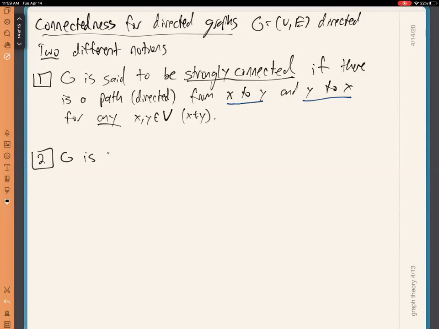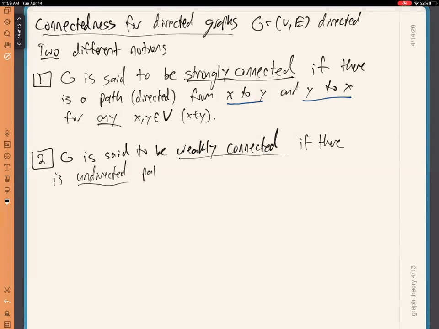What is the weaker form? Well, the graph is said to be weakly connected if it's connected geometrically, meaning if you look at the picture, it's connected in the sense we talked about previously. So, just if there is an undirected path between any two vertices. What do I mean? You have to forget that it's a directed graph, pretend that there are no directions, and then use the previous definition.